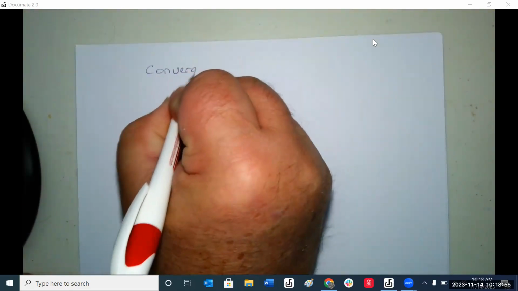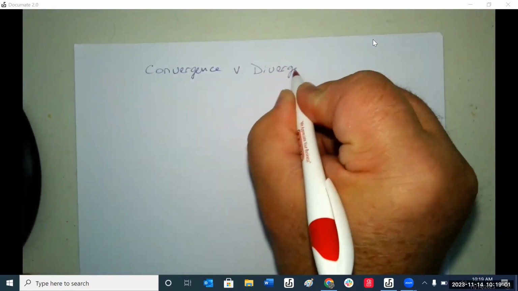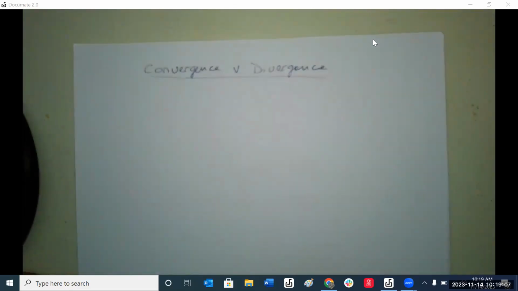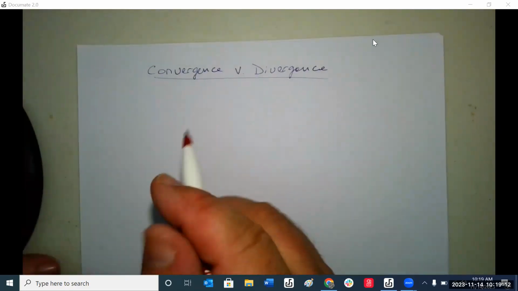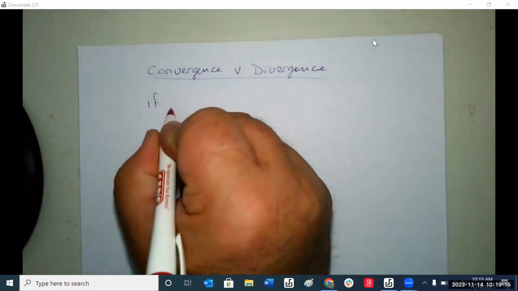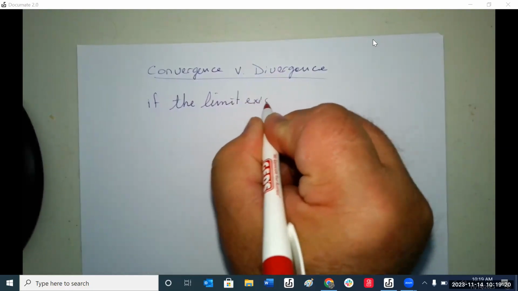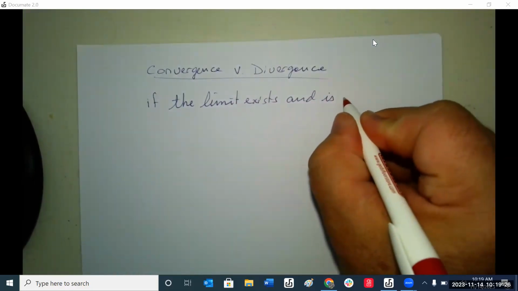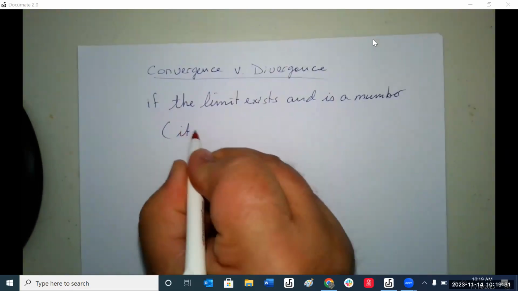We have to discuss the concepts of convergence versus divergence. So in our previous examples, if the limit exists and is some number, it is finite.